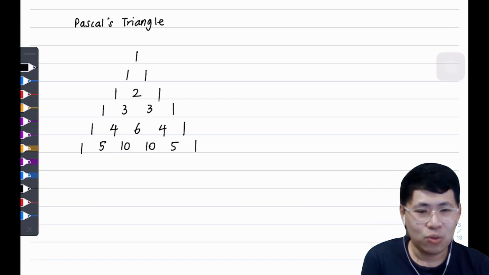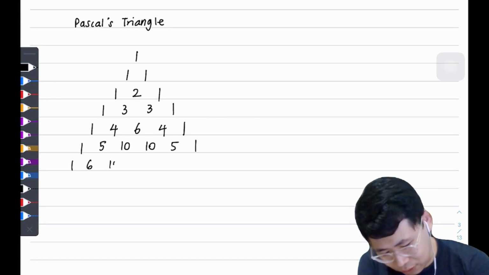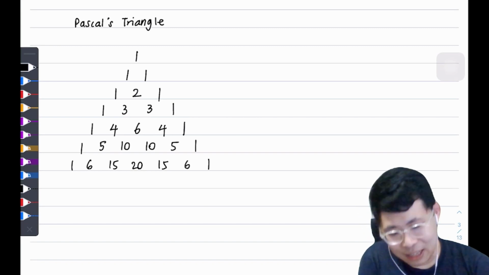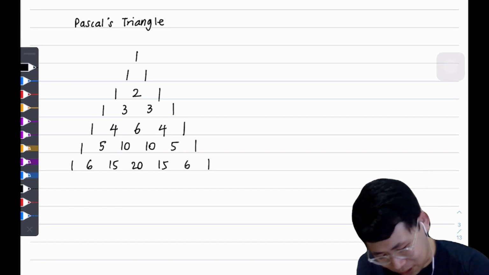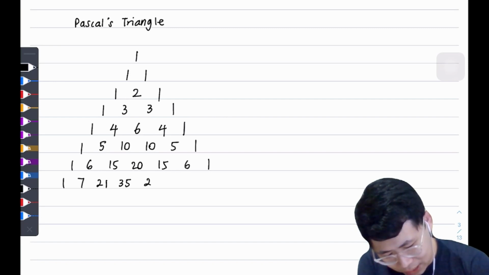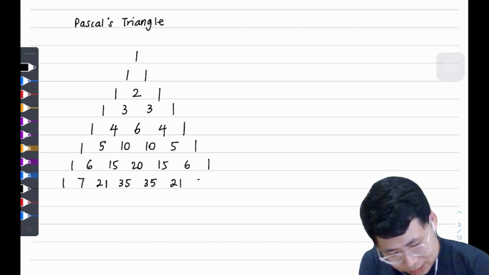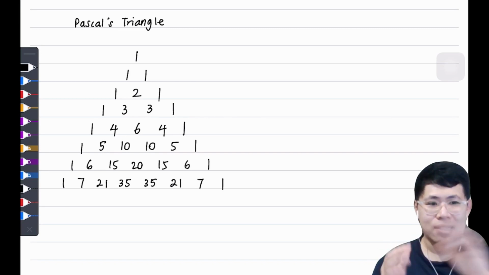Okay, let's do 2 more for the fun of it. So 1, 6, 15, 20, 15, 6, and 1. Can you see this? Okay, let's do one last one. So 1, 7, 21, 35, 35 again. Right, 35, 21, 7, and 1. Right? So let's take a look at some observations.